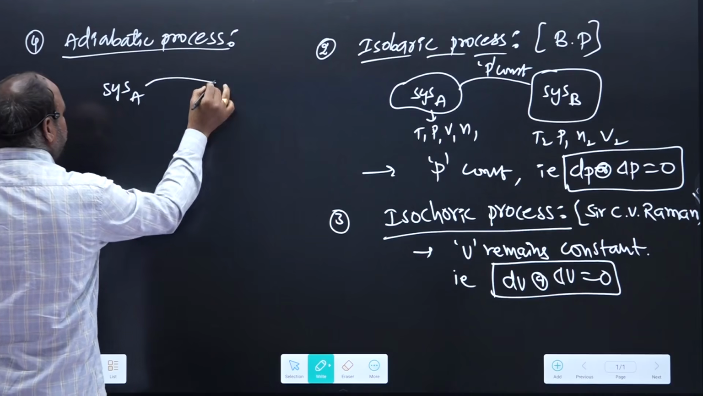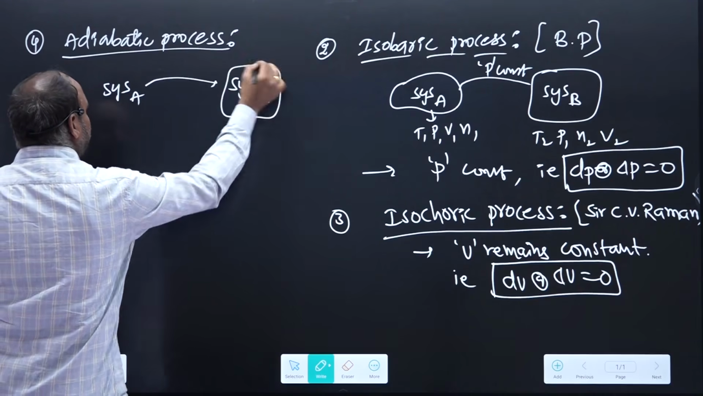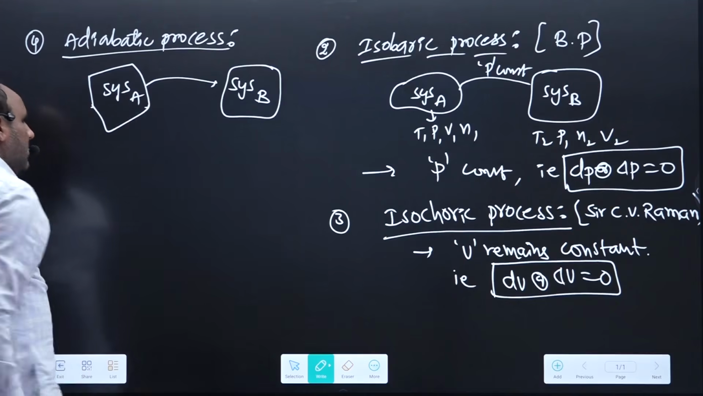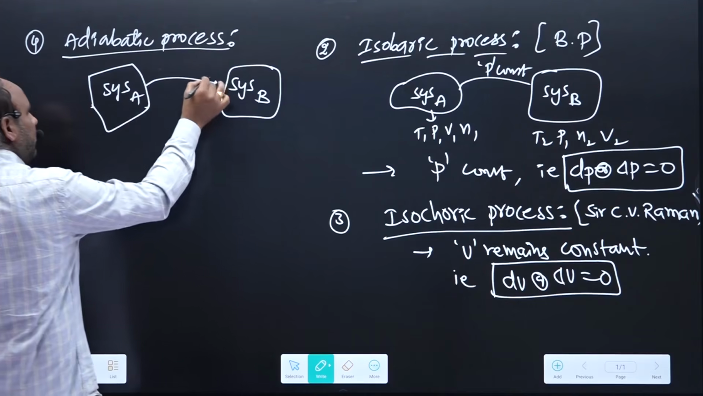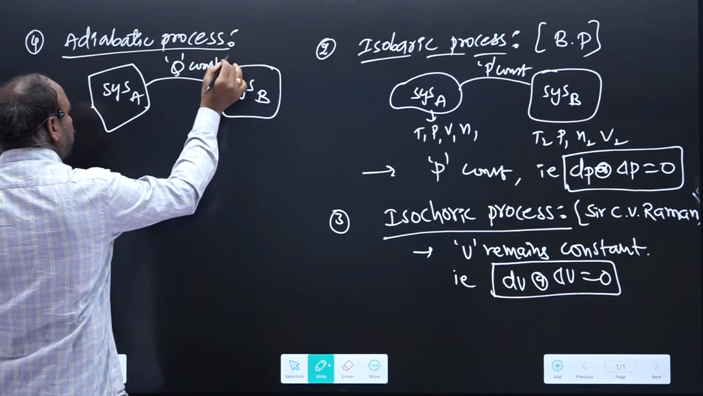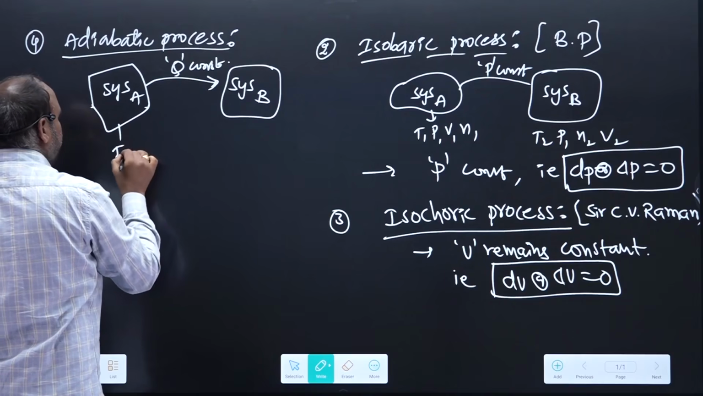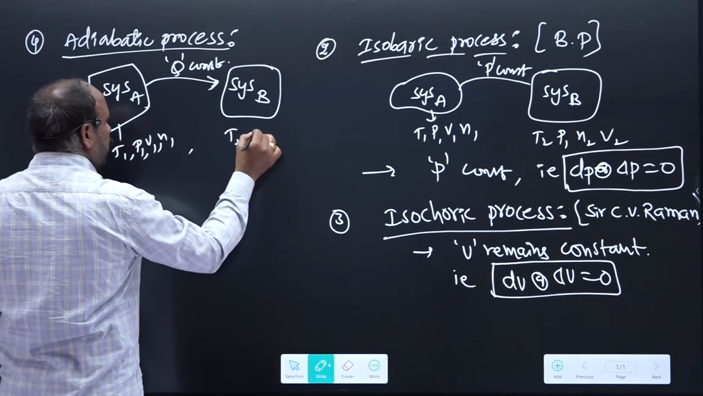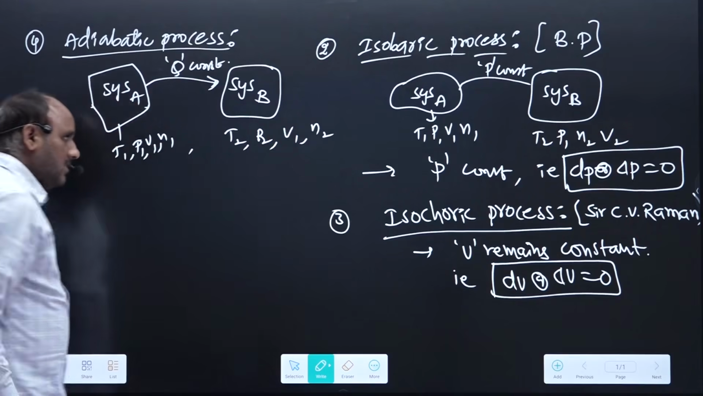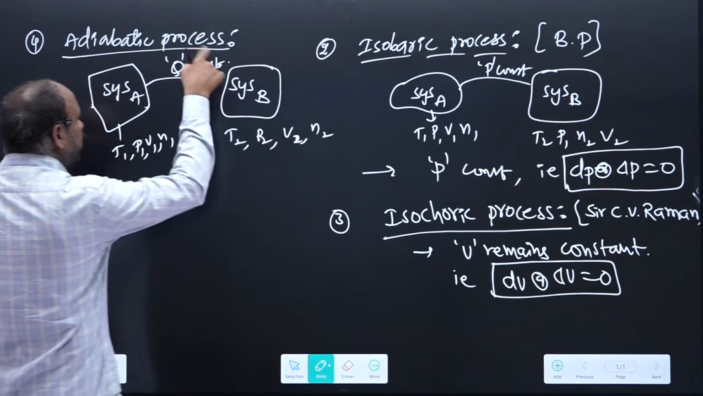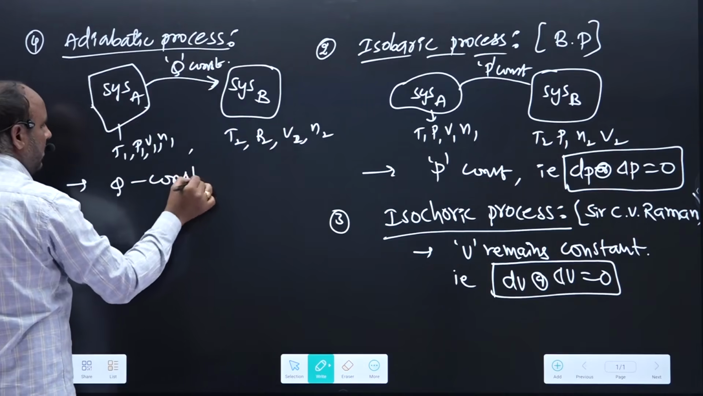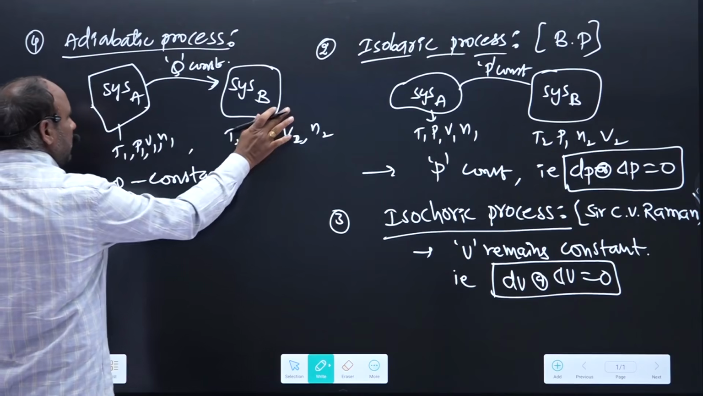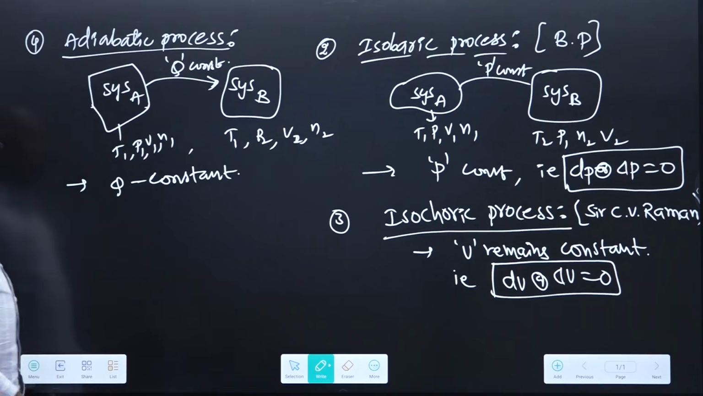System A is converted to system B. Throughout this conversion, Q is constant. The remaining ones change: T1, P1, V1, N1 become T2, P2, V2, N2. So only the heat energy remains constant. Q is constant.